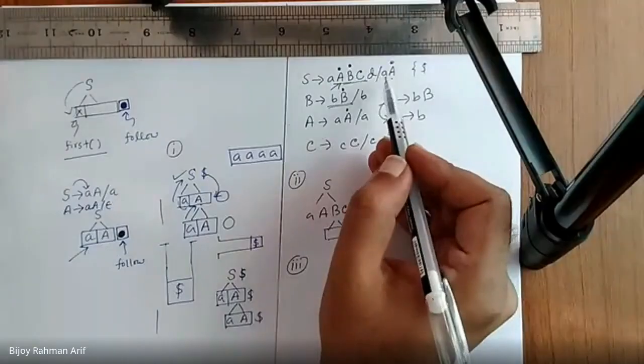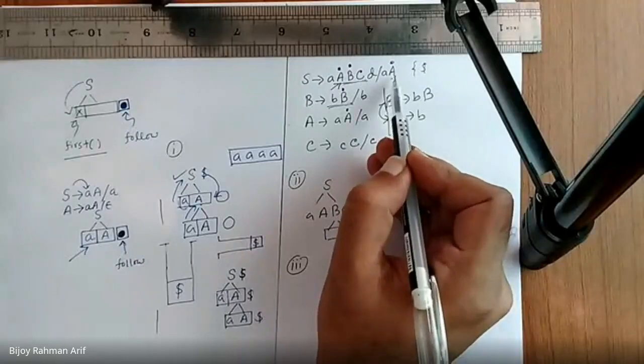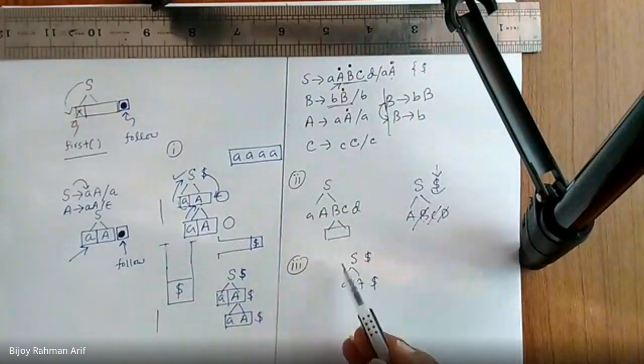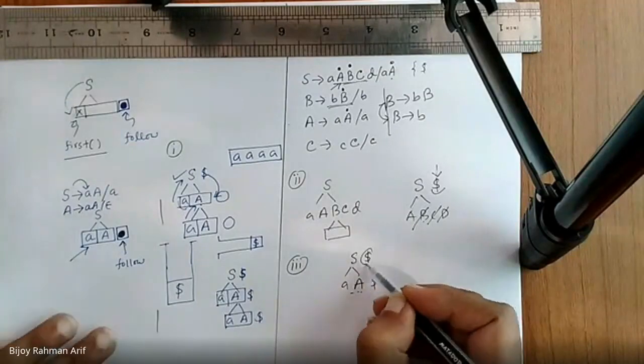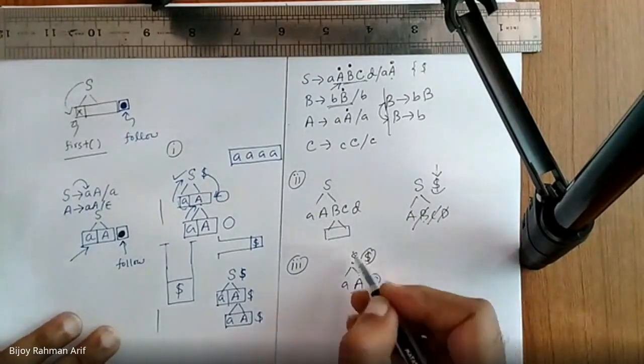In this case, A appears at the end of the product. So let's take it this way. S derives AA. Now A is at the end of the product. Then whatever follow of S, that must be follow of A.